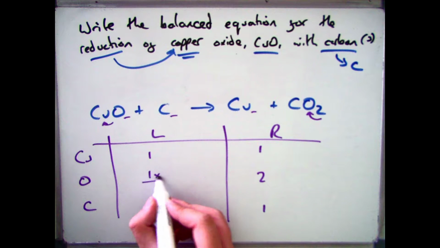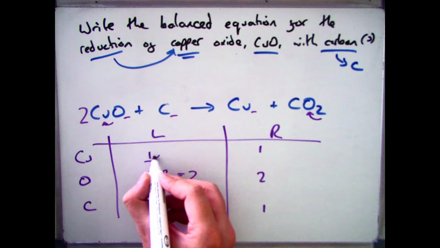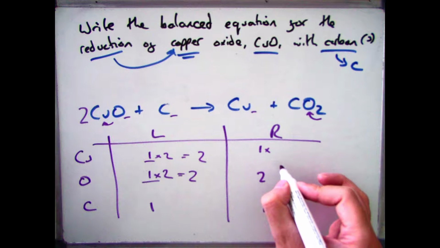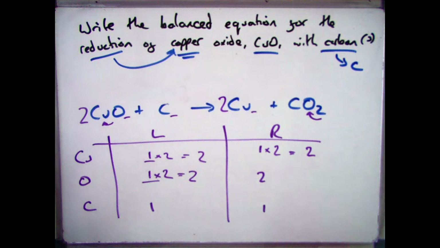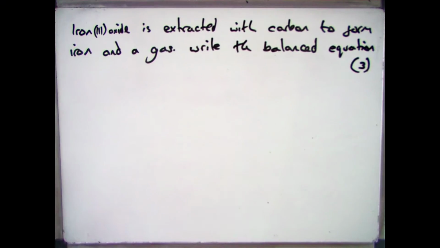So the only one that's not balanced is my oxygen, so I need to double that. That makes the oxygen balanced, but I also double the copper as well, so that gives me 2. Therefore on the right hand side I need to put a 2 in front of my copper as well. 1 times 2 gives me 2, and my copper, oxygen and carbon are all balanced for my third mark. So hopefully that's fairly simple.